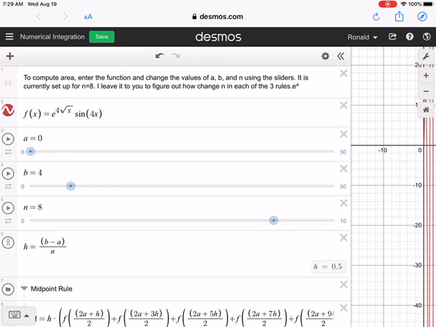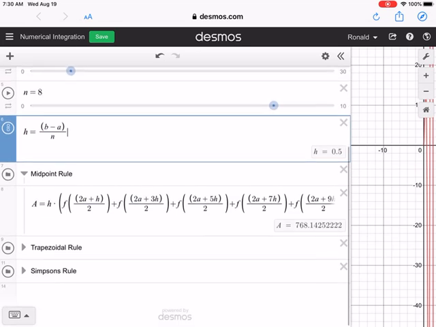So that's just 0. B is 4, and N is 8 rectangles. So I've got A is 0, B is 4, and again, you can use the slider to slide it to the number that you want, or you can just type the number in. Sometimes it's easier to just type the number in because the slider is very sensitive. N is equal to 8. Then below we have H equal to (B minus A) over N. That's just giving me the value of H over here on the right. You don't need to do anything with that. Everything is calculated automatically for you.